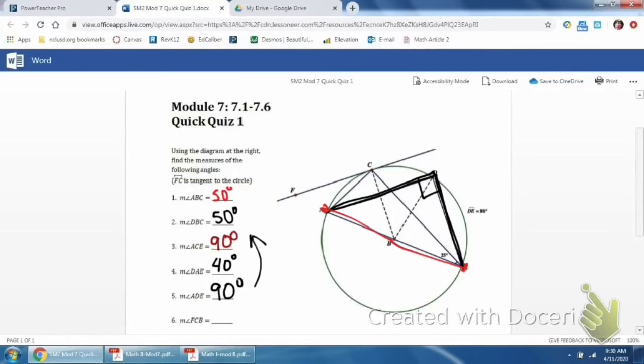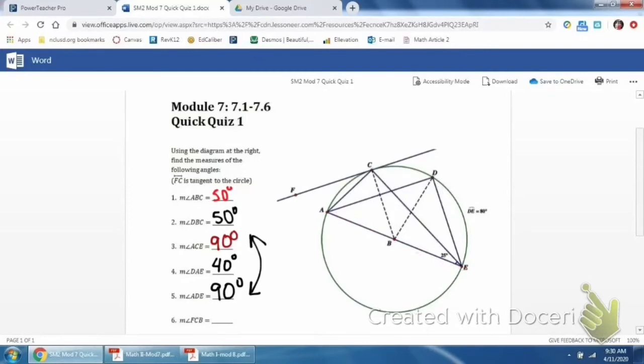So 3 and 5 are almost basically the exact same reasoning. One of them is just that one, and the other one is this 90. Notice those same endpoints, just connected to a different part of the circle, but they're still both 90 because they're half of the red.